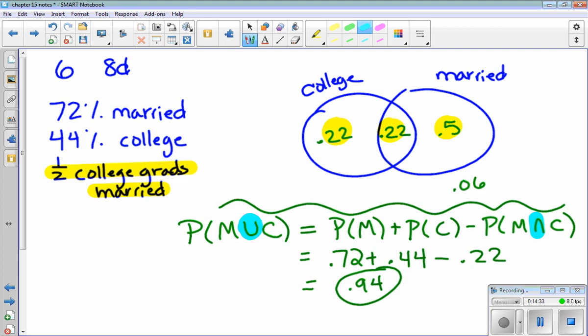But since we were given the information, because it says half the college grads are married, we're given that number. Often we are. But sometimes you're right, sometimes we're not, and we have to multiply them. And we'll talk about that too. Okay? You feel a little bit better about the homework? I hope. Okay. Can we go back to the warm-up now?